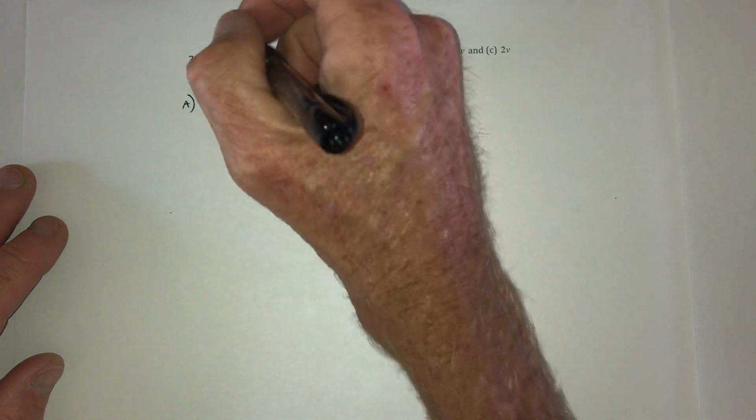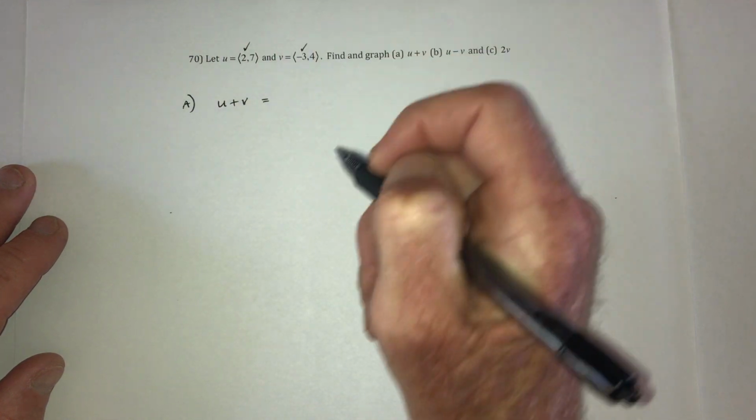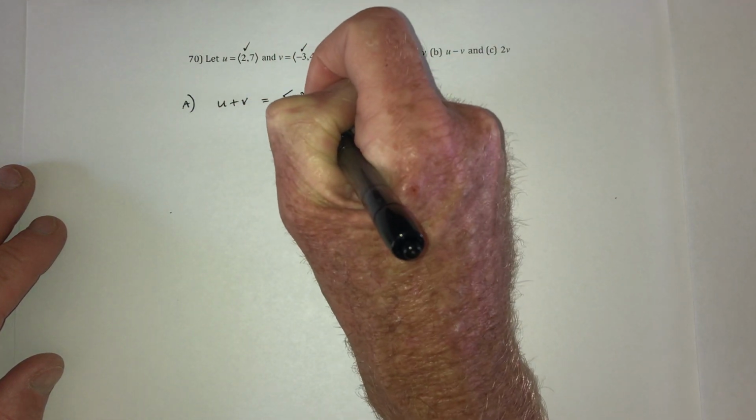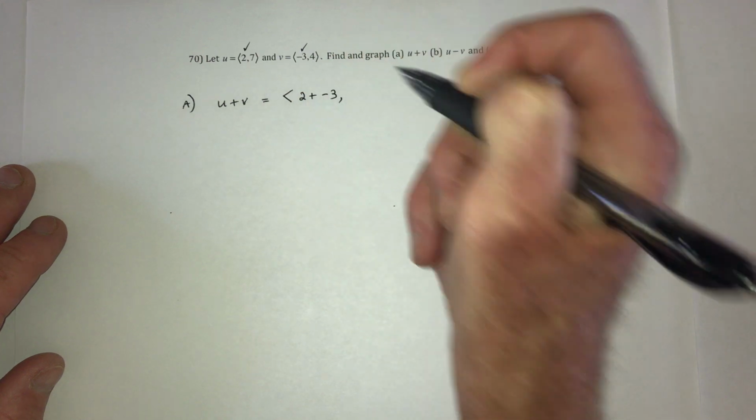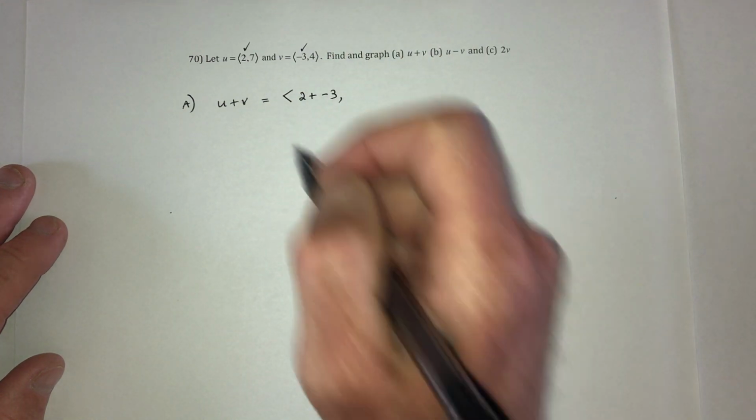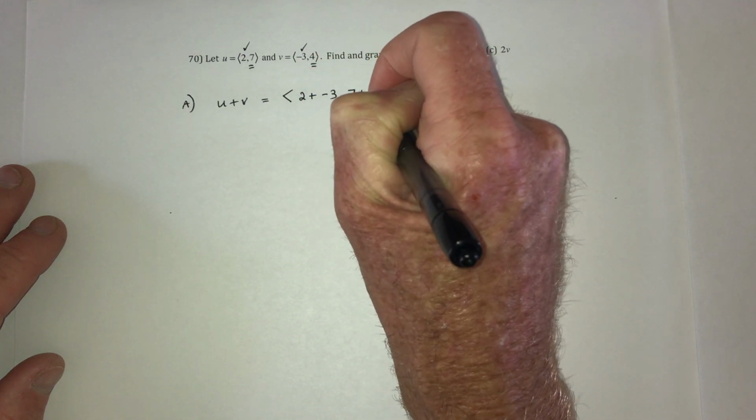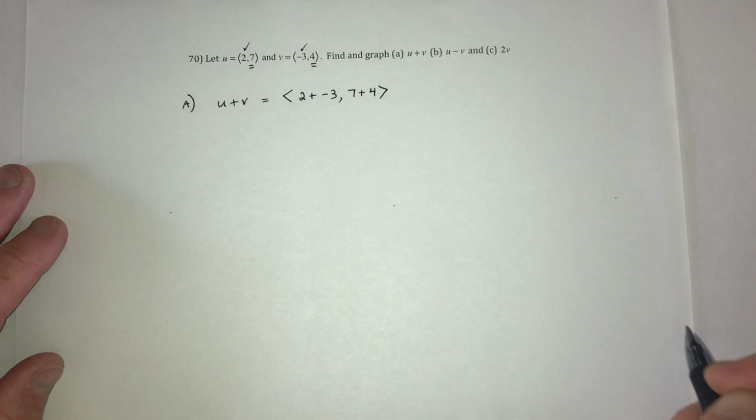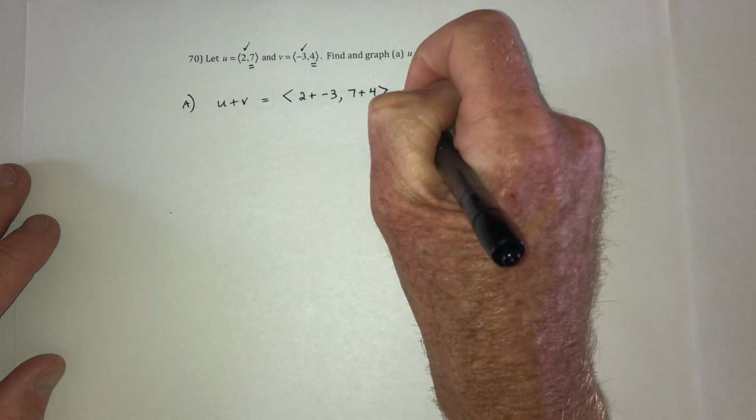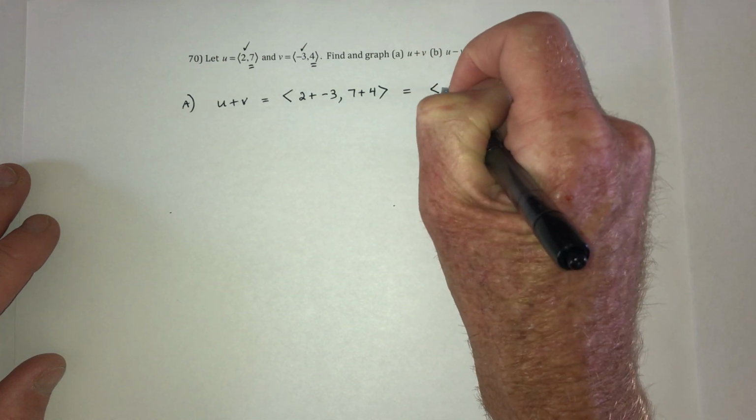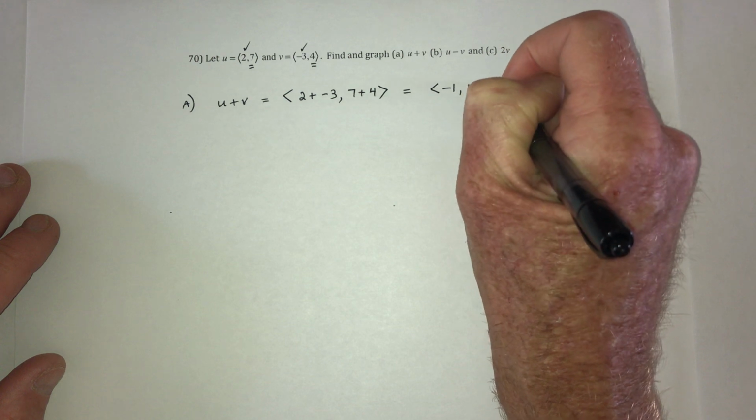all you have to do is you add the x with the x. So 2 plus negative 3. And then you add the y with the y. 7 plus 4. So that is negative 1 comma 11.